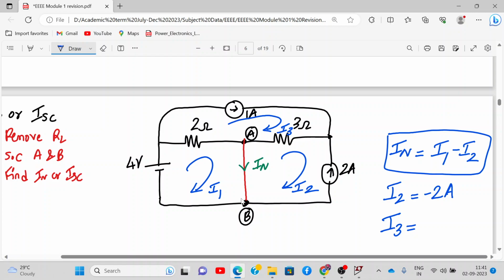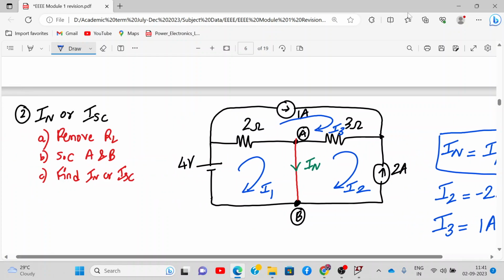From the plus circuit? 1 ampere. Yes, plus 1 ampere. Perfectly said. Good. Okay, now we only want I1. So how will you determine I1?